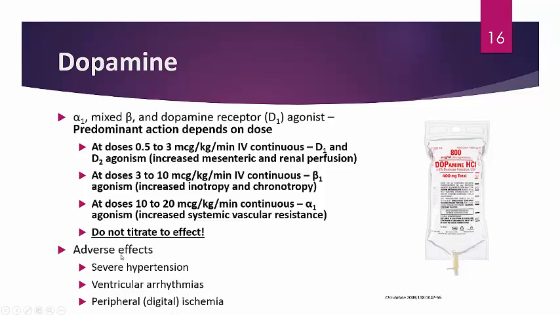Adverse effects of dopamine include severe hypertension as a result of the alpha effect, ventricular arrhythmias, which will be very important whenever we talk about septic shock a little later, because whenever they compared it to some of the other agents like norepinephrine, there was actually more arrhythmia risk, and peripheral or digital ischemia, again with this agent as well as many of the other vasopressors.